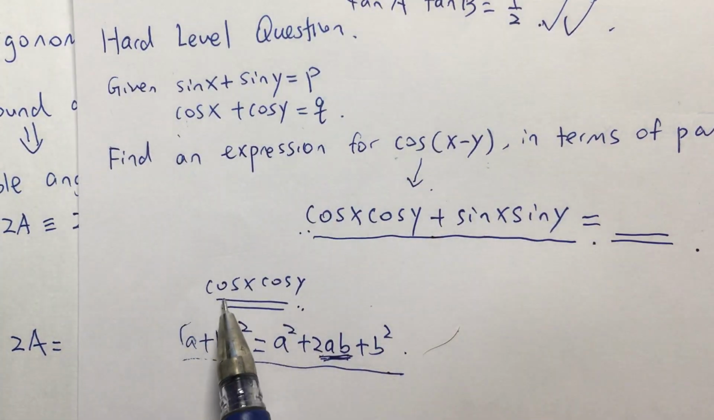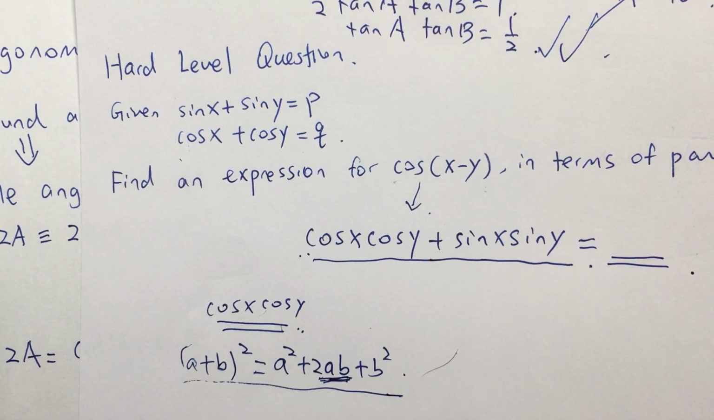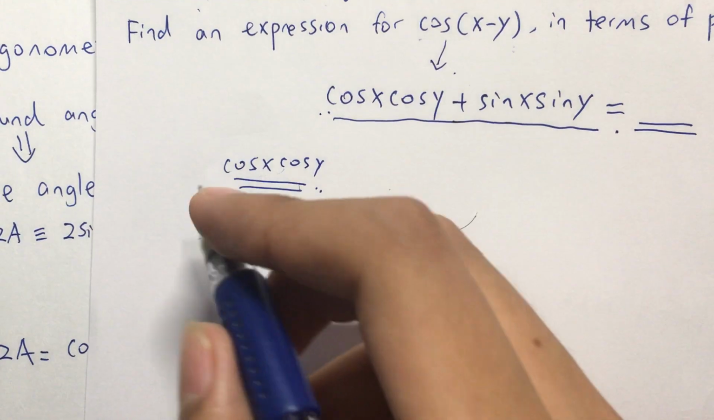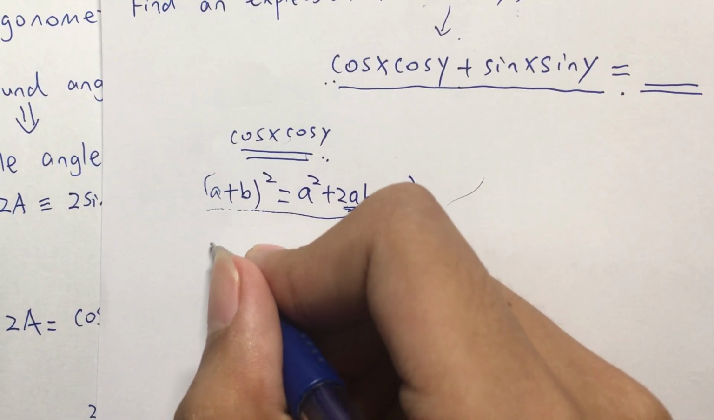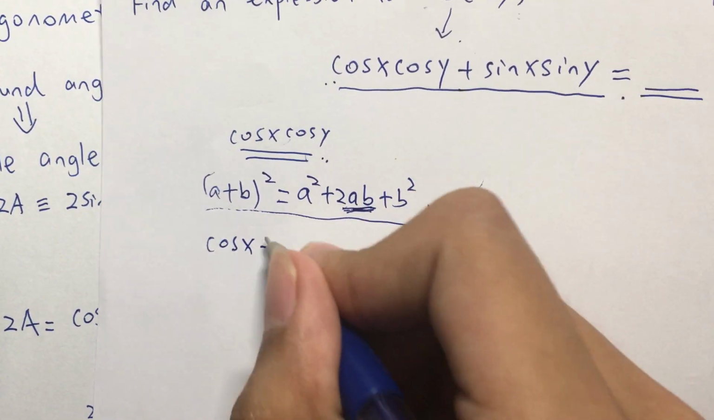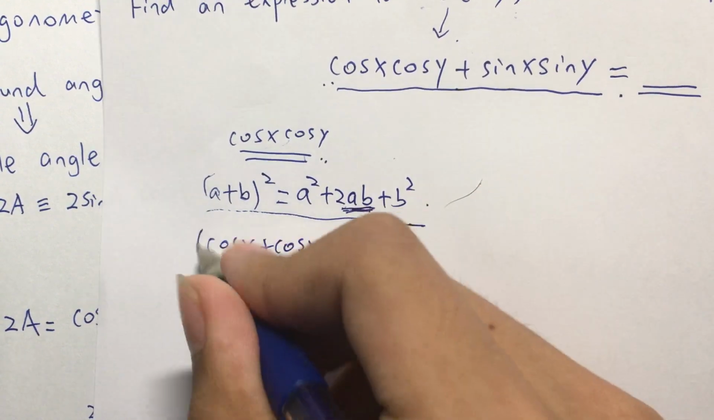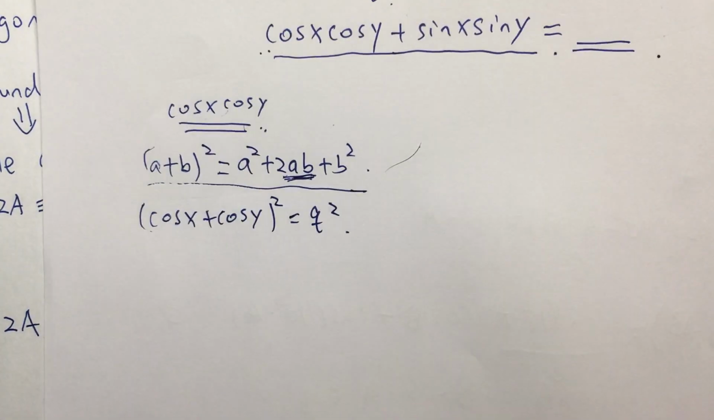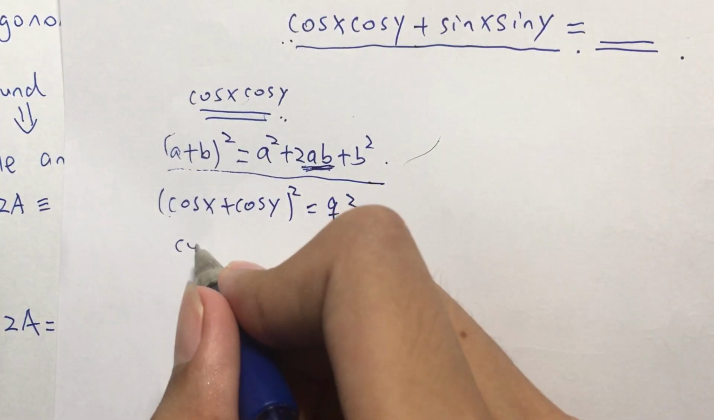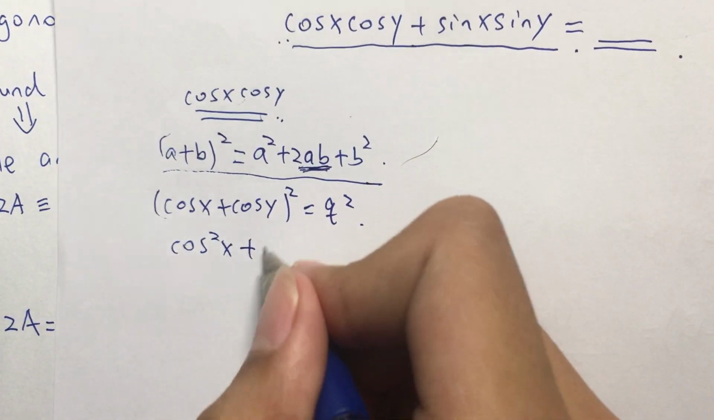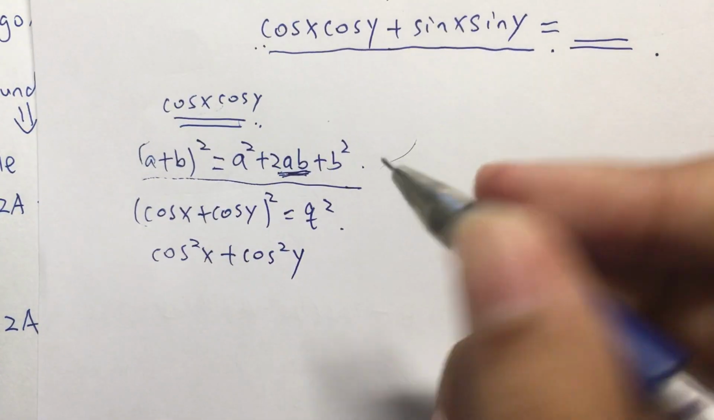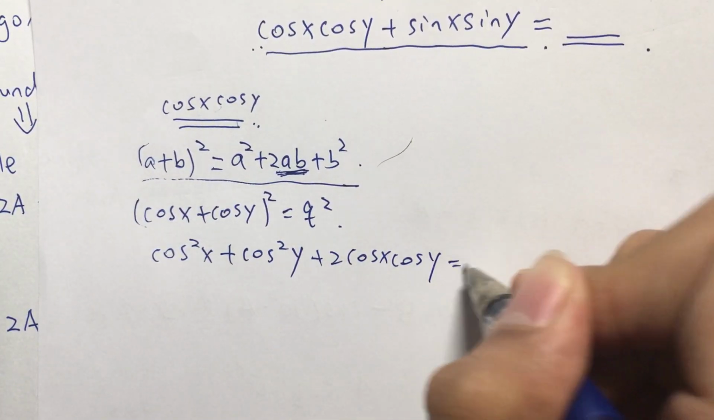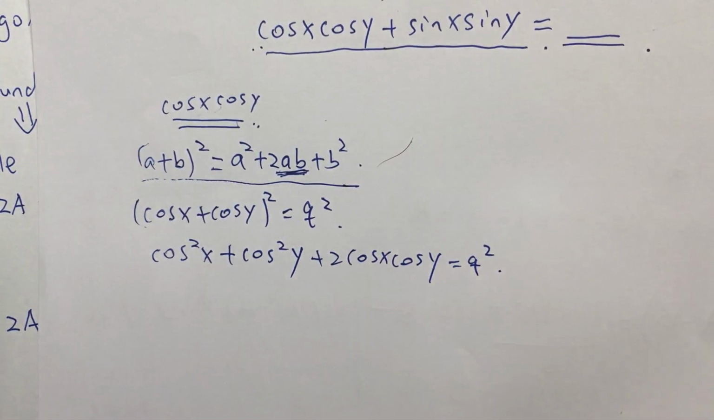Then we can get 2 cosine x cosine y, and that will be easier. So let's complete this. Let's square both sides, which becomes (cosine x plus cosine y) squared equals q squared. And now let's simplify this, which becomes cosine squared x plus cosine squared y plus 2 cosine x cosine y equals q squared.